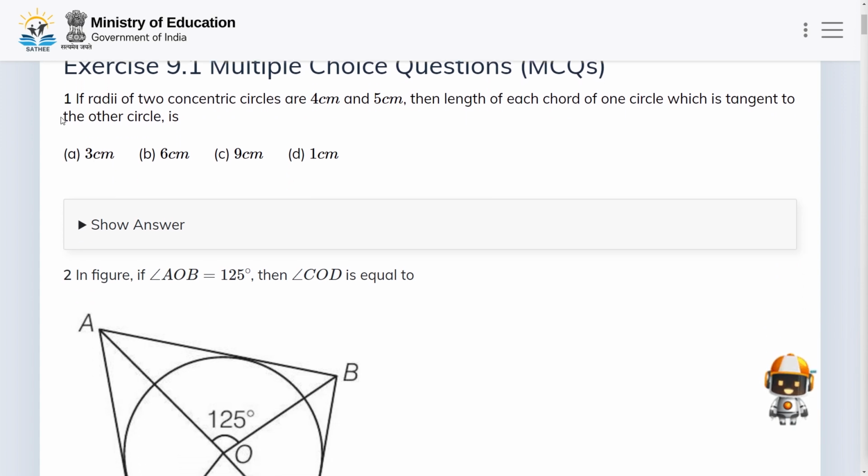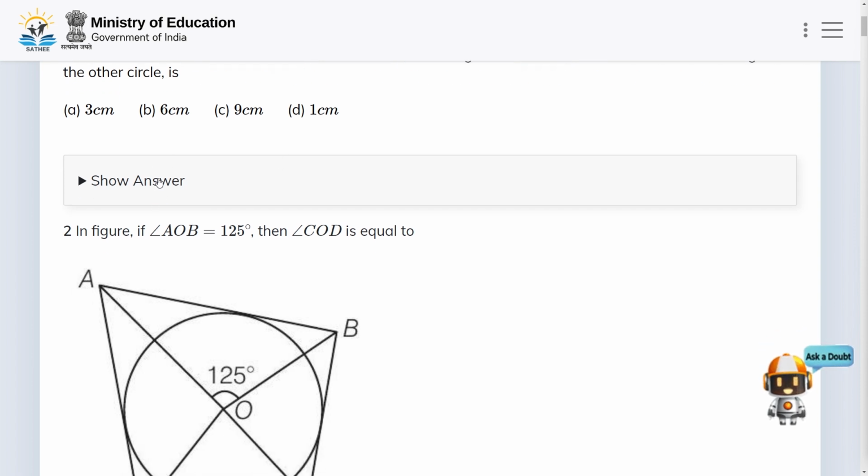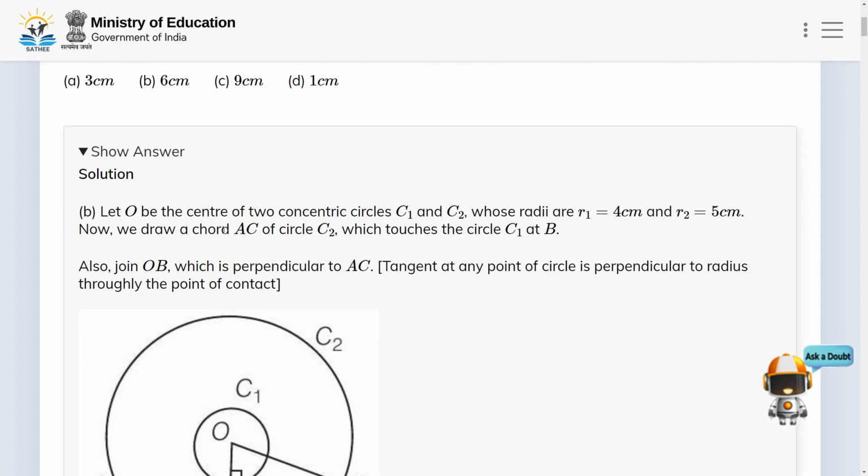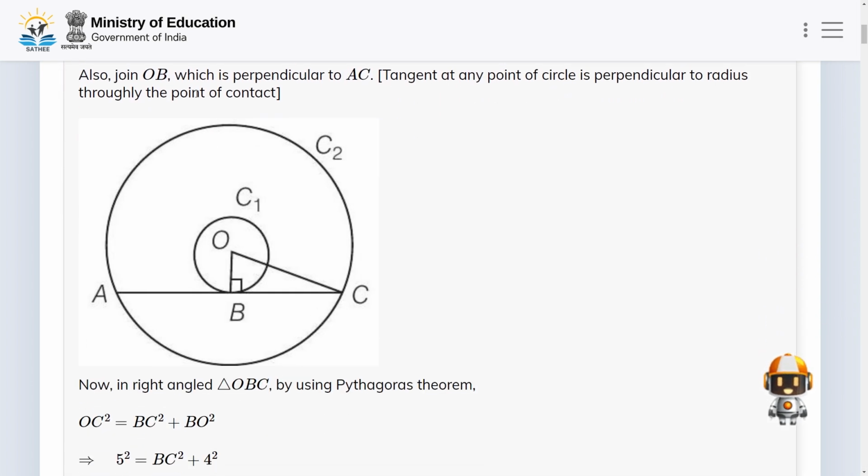In the first question, we have: if the radii of two concentric circles are 4 centimeter and 5 centimeter, then the length of each chord of one circle which is tangent to the other circle is what? So we need to find the length of each chord of one circle which is tangent to the other circle. First of all, draw the figure.